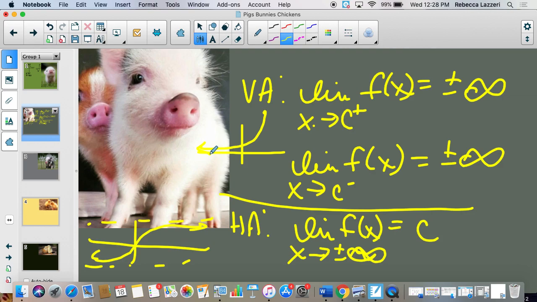For number 9, what does the x cubed do to the graph? It's very interesting. Let's look at that one.